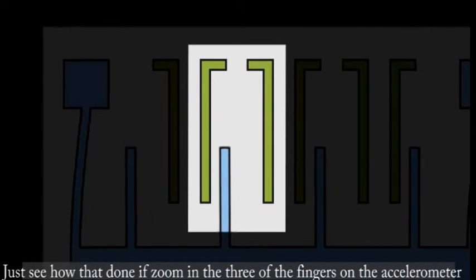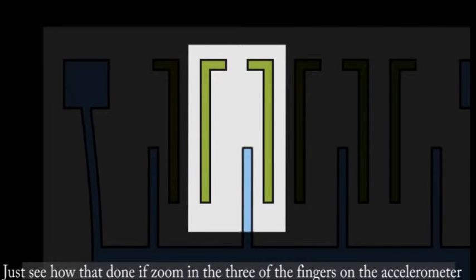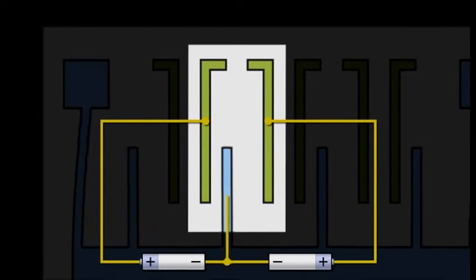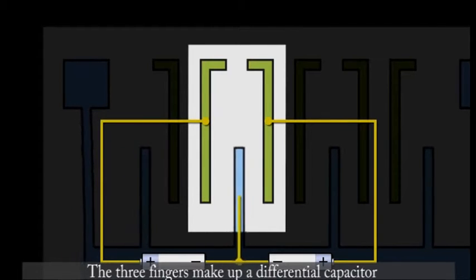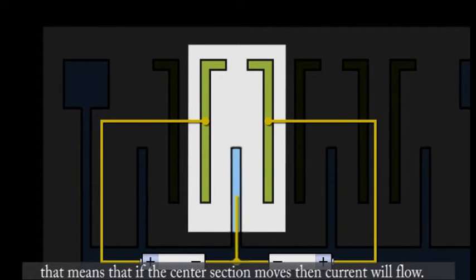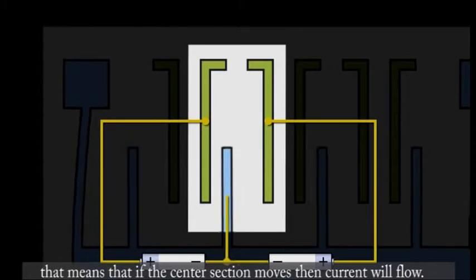Just see how that's done by zooming in on the fingers in the accelerometer. The fingers make up a differential capacitor. That means that if the center section moves, the current will flow.